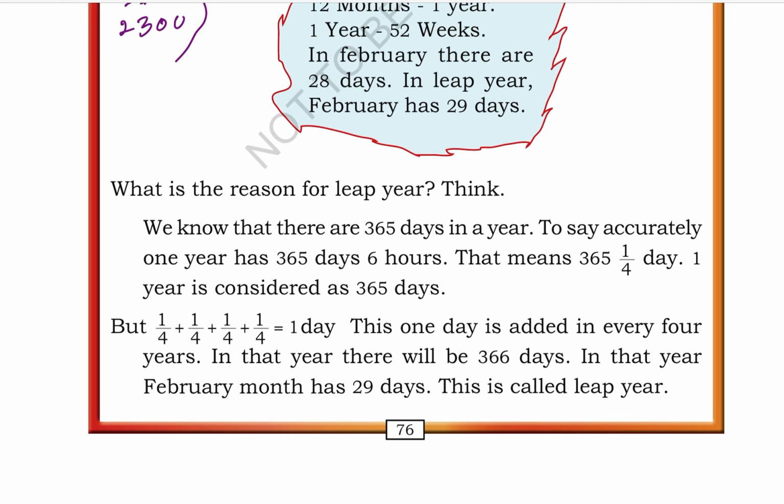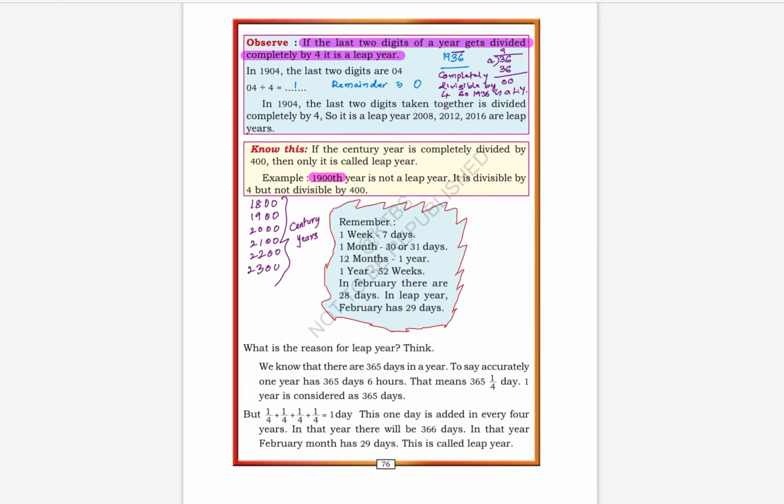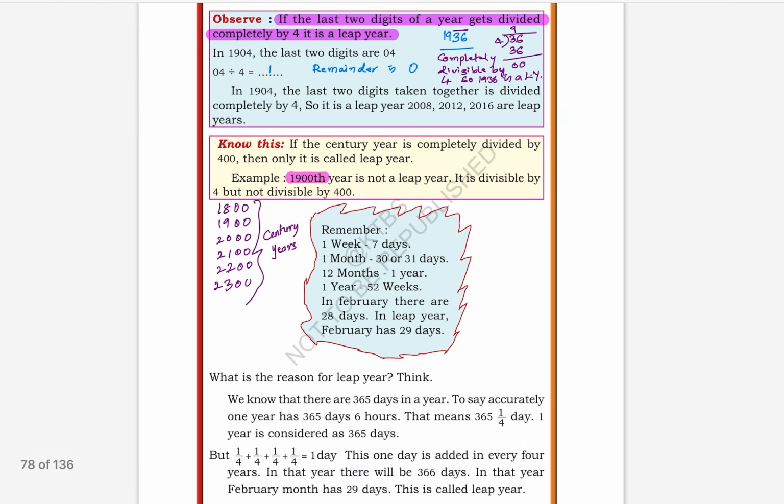Every year is of 365 days and 1/4 day. 1/4 day means 6 hours. If we add the 1/4 day of every year 4 times, in 4 years we will get 1 day extra. This 1 day is added in every 4 years. In that year there will be 366 days. In that year the month of February has 29 days. This is called a leap year. Any confusion? Okay. Let us move.